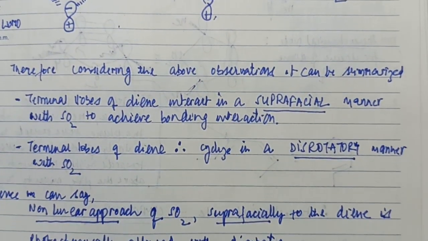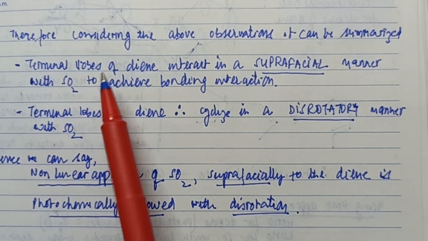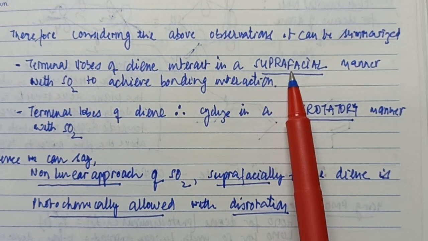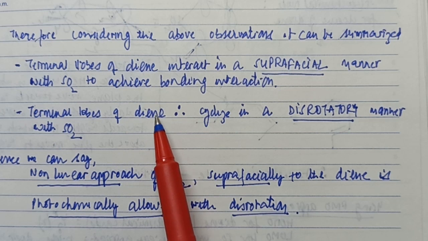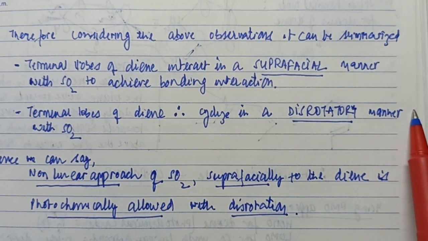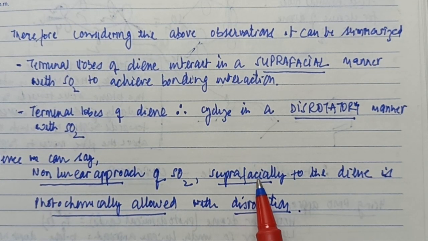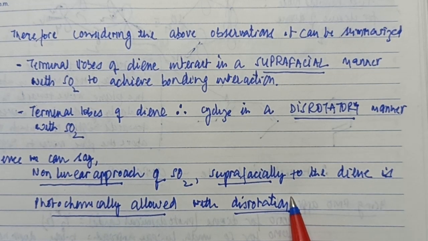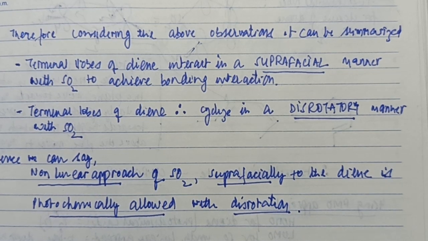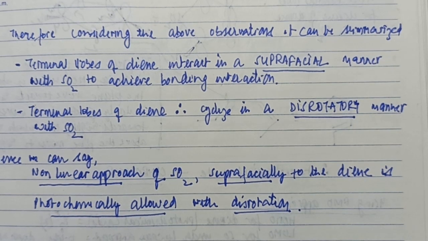Therefore, considering the above observations, it can be summarized that terminal lobes of the diene interact in a suprafacial manner, as I've seen, with sulfur dioxide to achieve bonding interaction. Terminal lobes of the diene therefore cyclize in a disrotatory manner, again to achieve the bonding interaction. Hence, talking about the non-linear approach, the addition is occurring suprafacially to diene under photochemical conditions, and this process occurs with the disrotatory ring closure mode. This is how you explain cheletropic reactions using linear, non-linear approach, and of course employing the services of the FMO approach. Right. We'll talk about certain examples here.